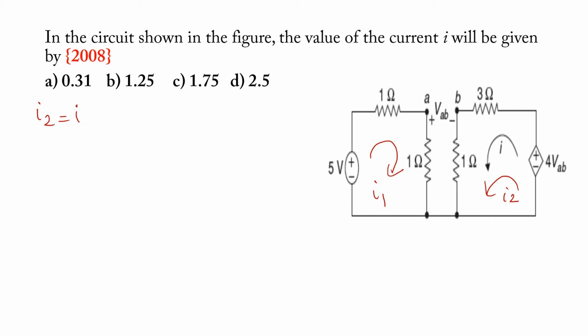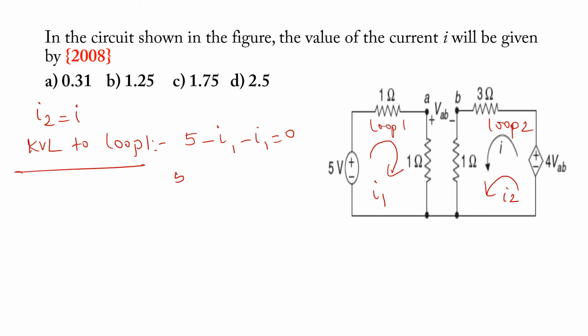So first we'll apply KVL to loop 1. We'll take this as loop 1. This is loop 2. So if we apply KVL to loop 1, it becomes 5 minus 2I1 equal to 0, or I1 is equal to 5 by 2, which is equal to 2.5 amps. So we have got I1 as 2.5 amps.